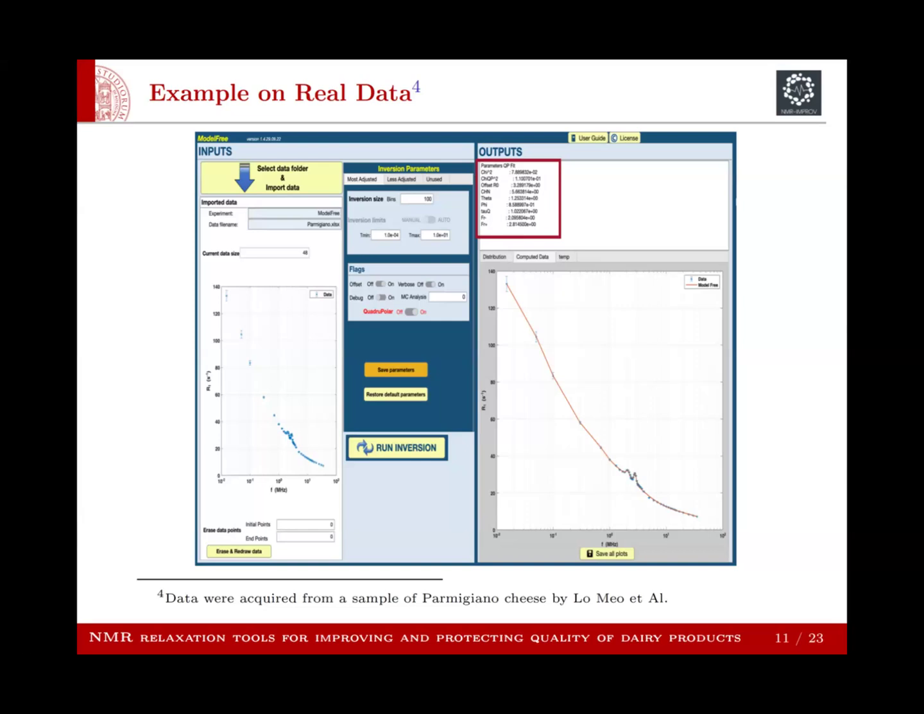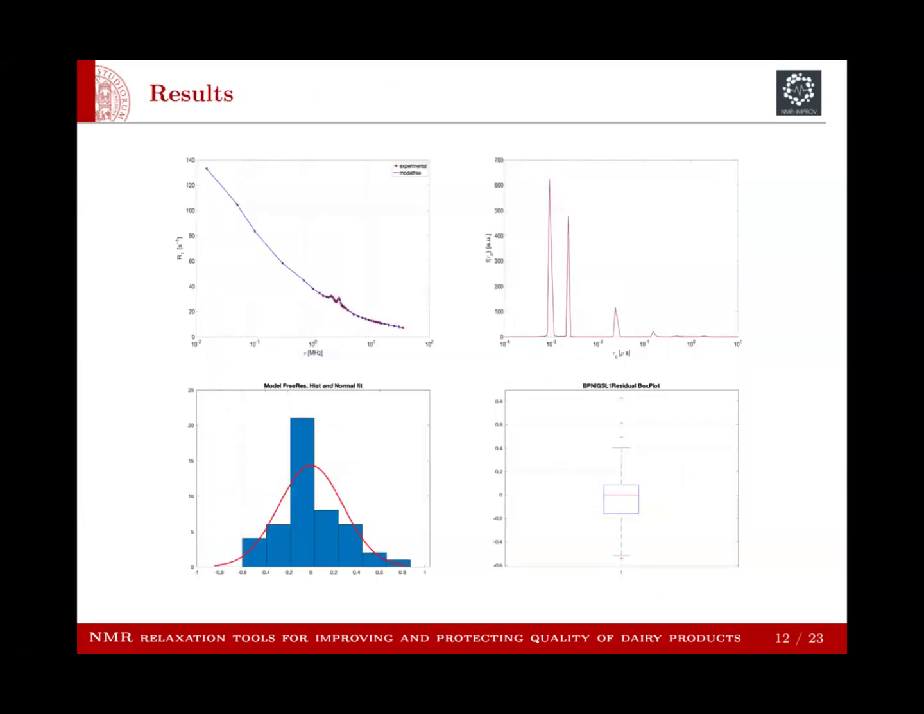I reported also these results for other cases. This is another cheese sample. You can see that the fit performed by this software is quite good. You can also have some statistical analysis and print the results. This is the histogram of the residual obtained by the software.